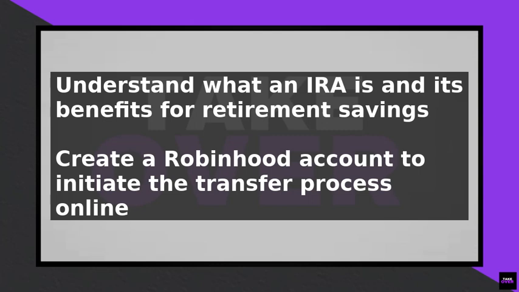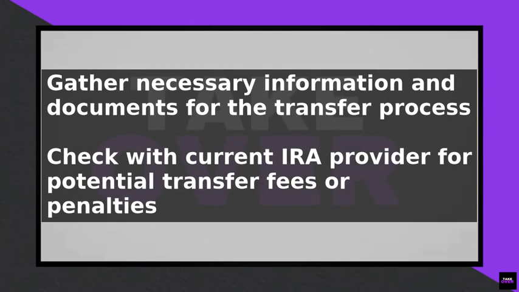This can be done by visiting the Robinhood website or by downloading the Robinhood app. Once the account is created, navigate to the Retirement Account section and select the option to transfer an existing IRA.